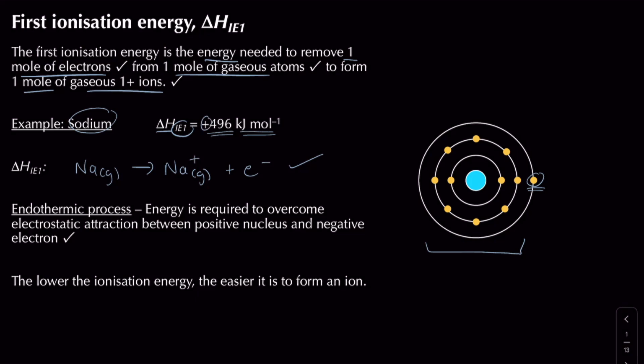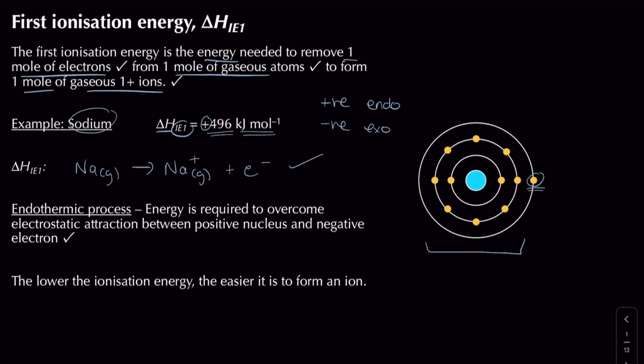Now in terms of this, you can see that the value is going to be plus 496, so we know this is going to be an endothermic process. If you have a positive value for energy change, remember it's going to be endothermic. If it's negative, we know it's going to be exothermic. So in this case we're going to absorb 496 kilojoules per mole of atoms that we do the first ionization energy for, but we need to think about why it's an endothermic value and actually explain that.